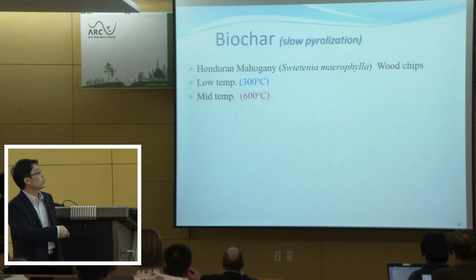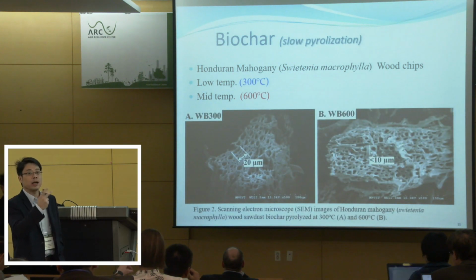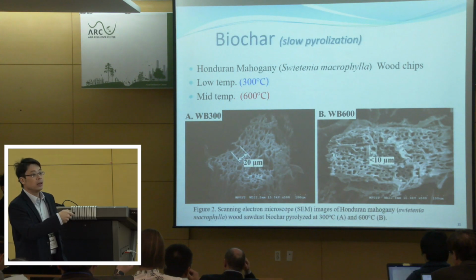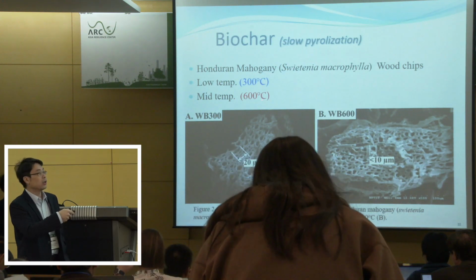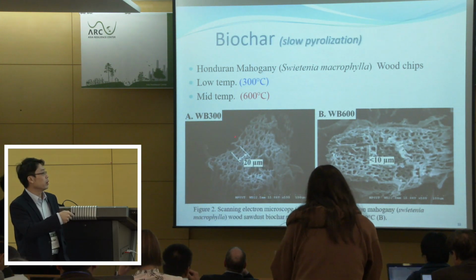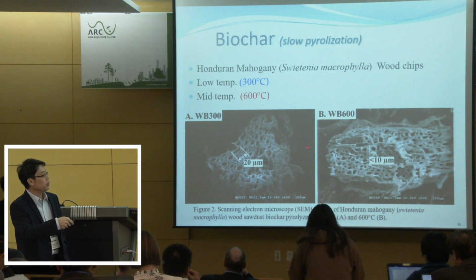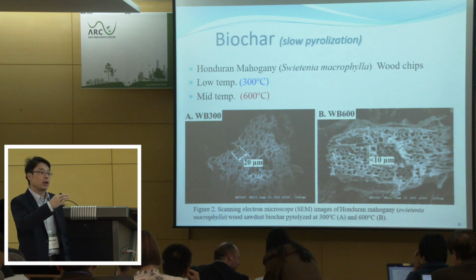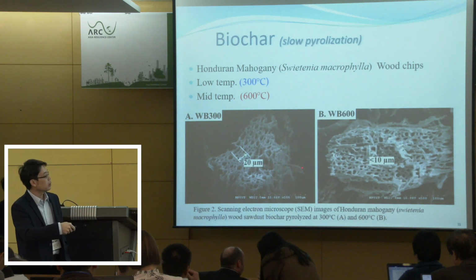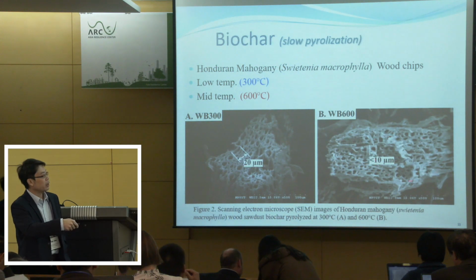The biochar we use is of two kinds: a low temperature biochar and a high temperature biochar. The low temperature means 300 degrees, and the high temperature biochar means over 600 degrees. We also used SEM to check the surface properties, just like this. This is the low temperature biochar, and this is the high temperature biochar.